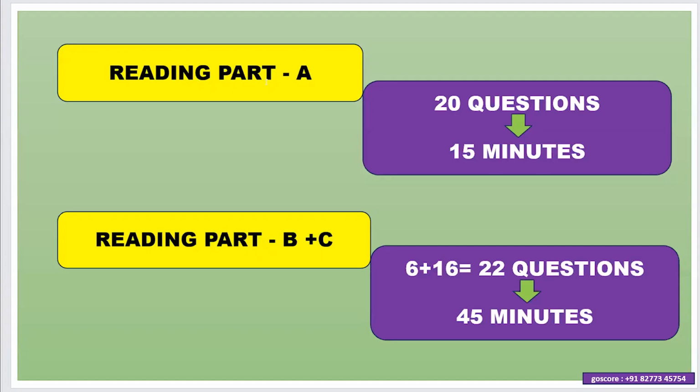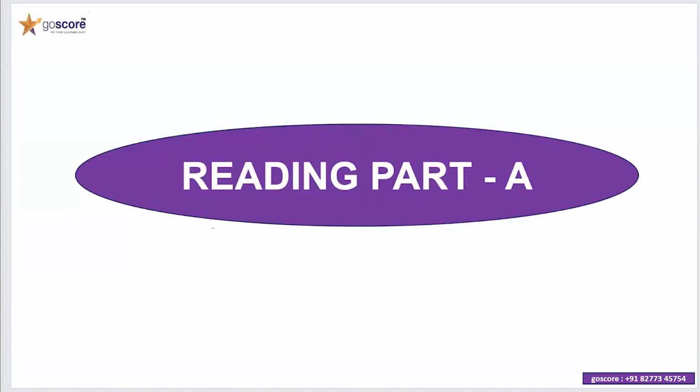Today's subtest is reading. In reading we have three parts: reading part A, reading part B, and reading part C. In part A, you have 20 questions to complete within 15 minutes. In part B and C, you have 22 questions: in part C, 8 questions each for 16 questions, and in part B, 6 questions. So a total of 22 questions, and you have only 45 minutes to complete that. Let's move to reading part A.